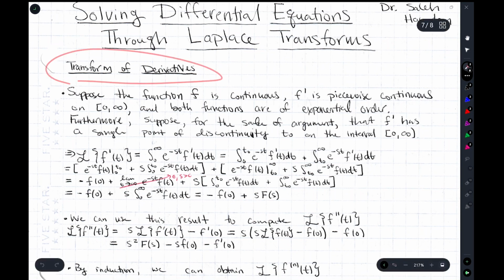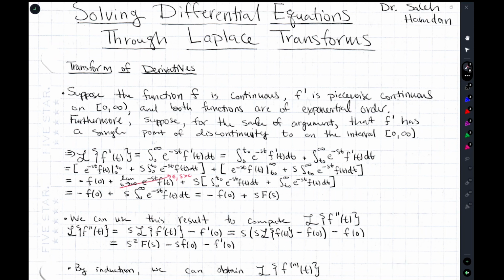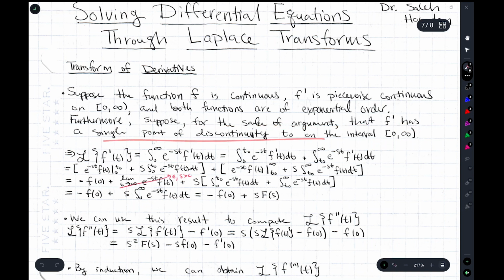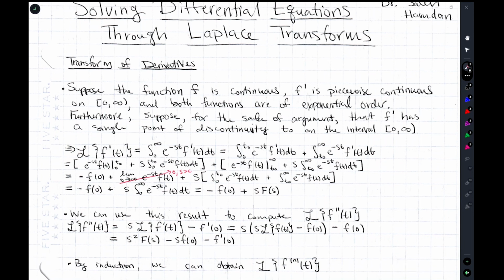First, we're going to see how the Laplace transform acts on a derivative. So suppose we have a function that's continuous and its derivative is piecewise continuous, and both functions are of exponential order. Furthermore, suppose for the sake of argument that f prime has a single point of discontinuity. Of course, we could prove this for any finite amount of points of discontinuity, but just to show you how it would work, we're just going to consider one, okay, and it would work similarly to have a finite amount of finite discontinuities.